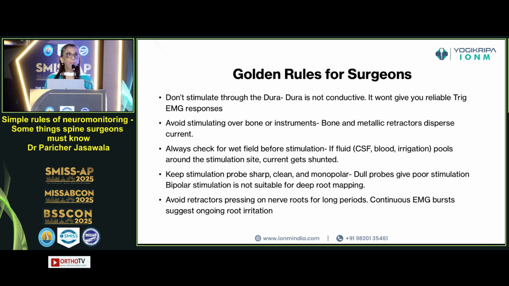Keep the stimulation probe sharp enough and use a monopolar. The bipolar probe is not suitable for deep root mapping. Avoid retractors pressing upon the roots for a long period, as it will give us a continuous irritation. And then it might damage the nerve roots if it is not rectified.